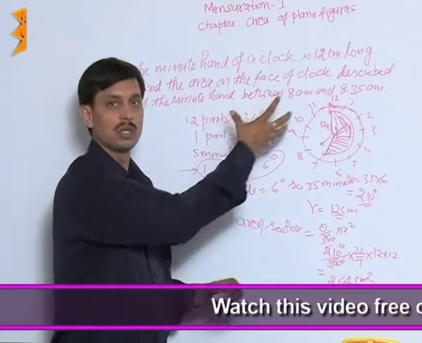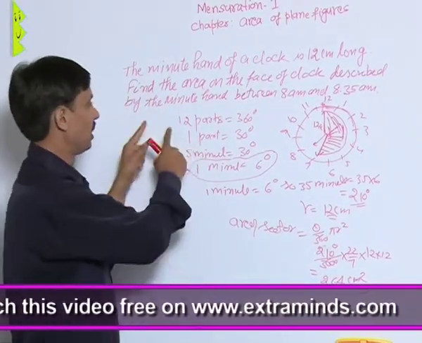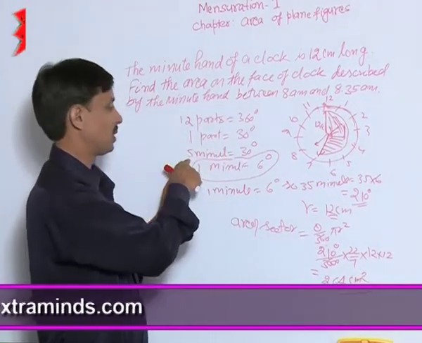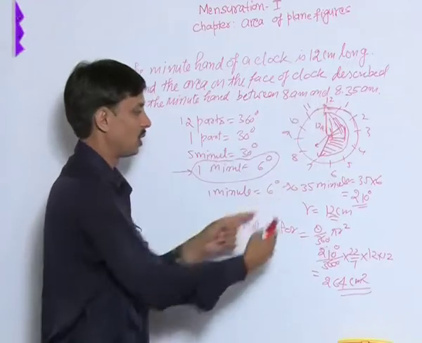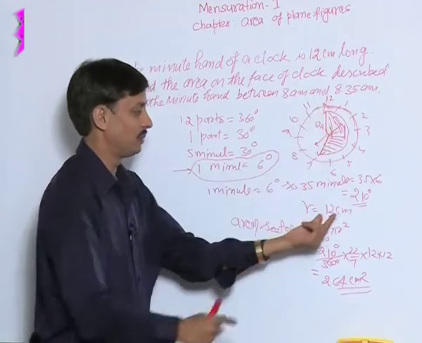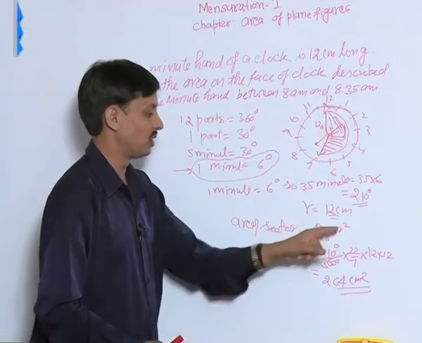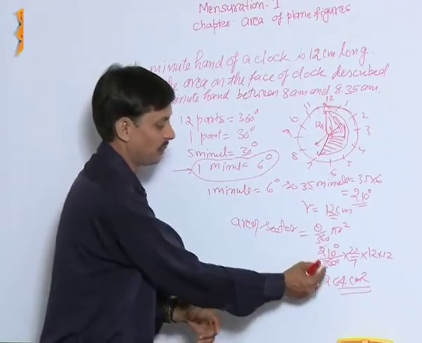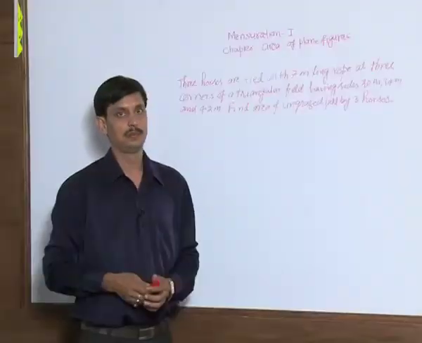So using the concept of the clock classification, angles, that is 12 parts 360 degrees, 1 part 30 degrees, 1 part is known as 5 minutes, that is 30 degrees, 1 minute 6 degrees. For 35 minutes it is 210 degrees, length of radius 12. Area of sector is theta by 360 pi r square. After using this result, we have obtained the area is 264 centimeter square.